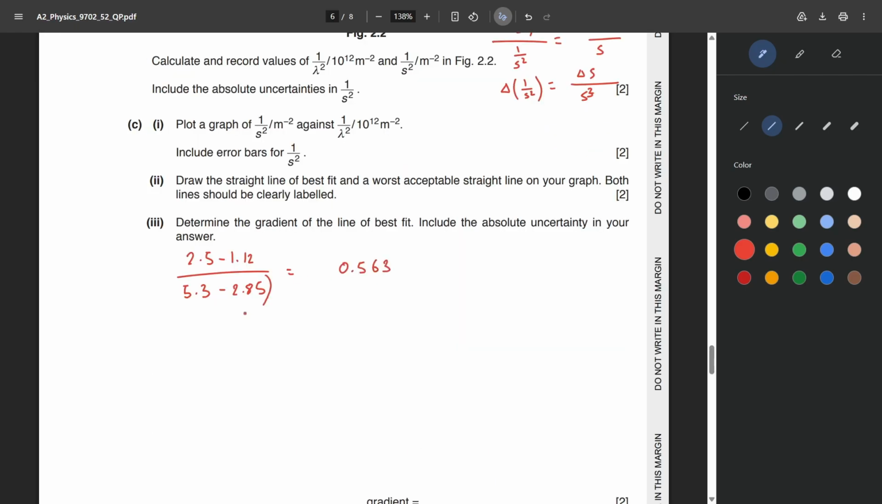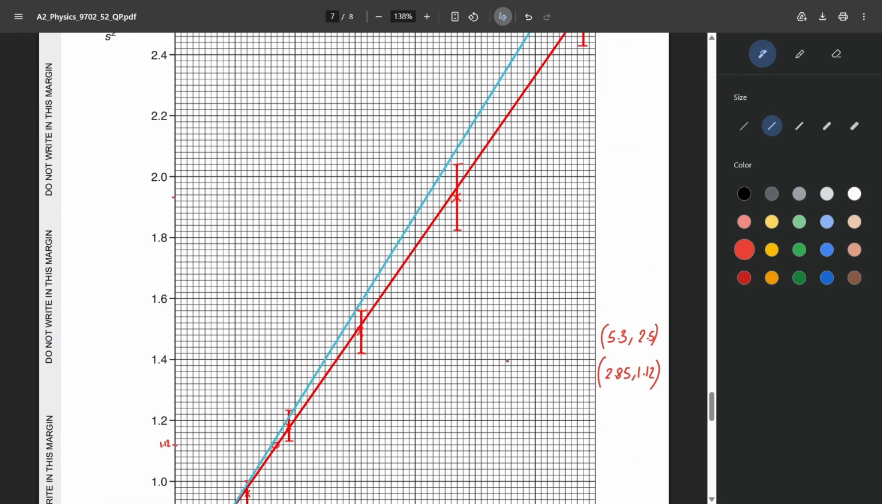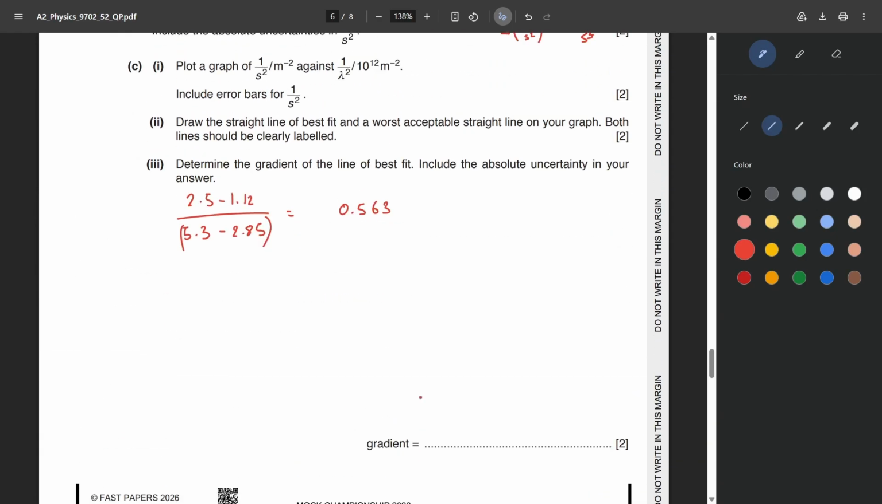0.563. Now, the x-axis was given in units of 10 to the power of 12 per meter square. So we need to multiply the x-axis, which is in the denominator, by 10 to the power of 12. This gives us a value of 0.563 times 10 to the power of minus 12, which is 5.63 times 10 to the power of minus 11.